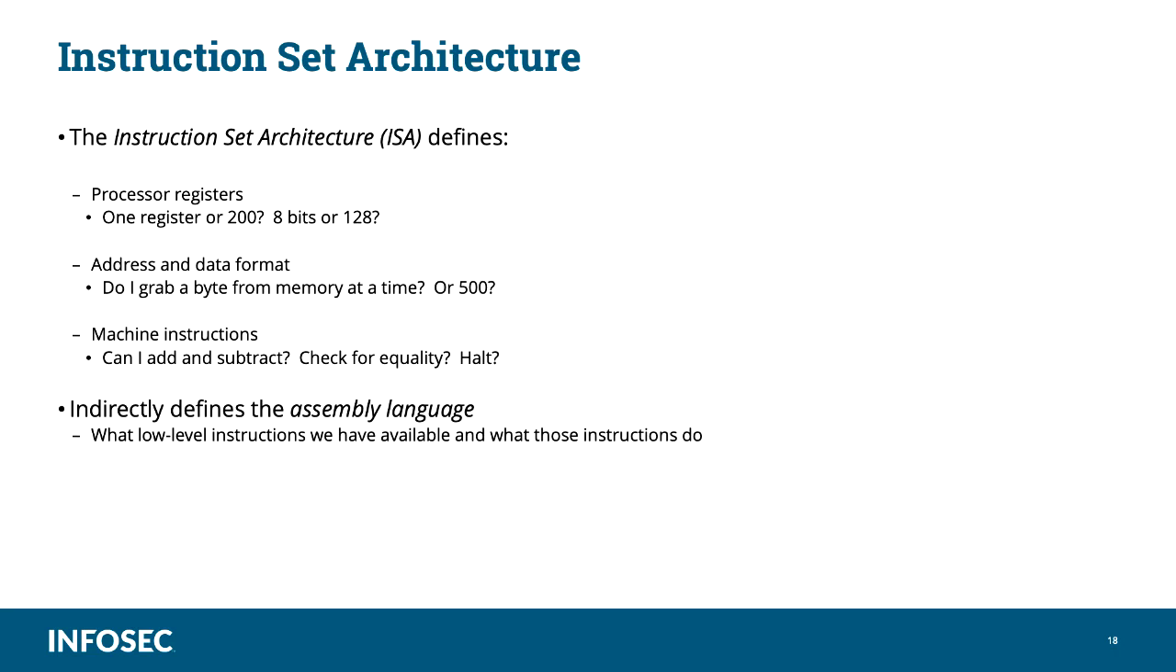Does it have the ability, for example, for an add or subtract? Does it have the ability to check for equality? Does it have the ability to halt? So it's all about defining, for that particular instruction set architecture, what features or things I can even do with it. It indirectly defines the assembly language. So it's defining what capabilities I have, in the sense that it's telling me I have an add, I have a subtract, I have 5 registers, for example. It's telling me what those registers do.